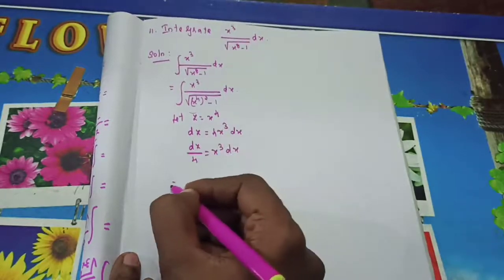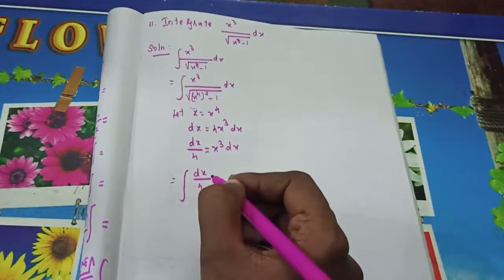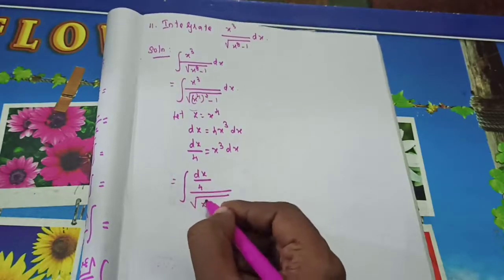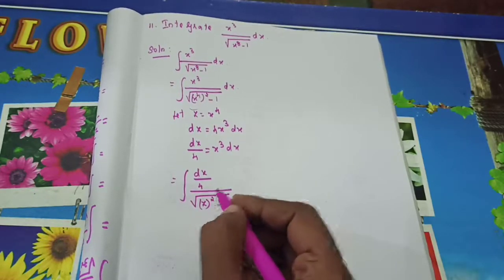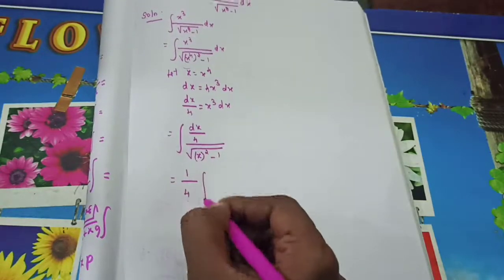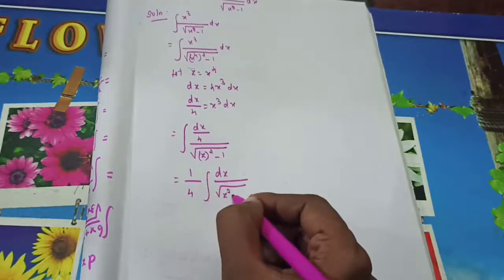So in the place of the numerator you can substitute dz by 4, divided by square root of x power 4, which I consider as z. So z square minus 1. So what's the constant? 1 by 4 we can take outside. The balance is dz divided by square root of z square minus 1.